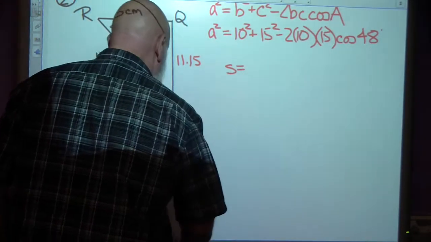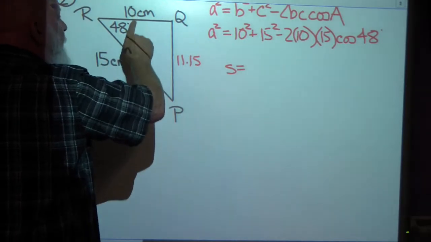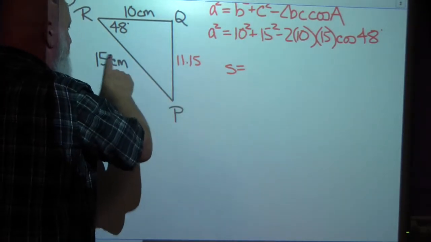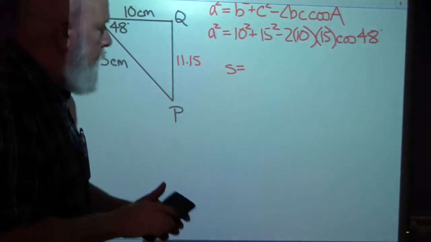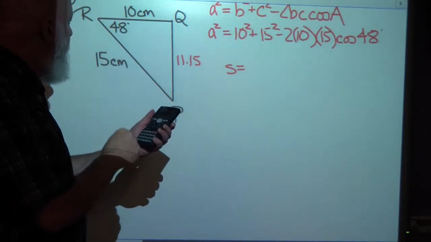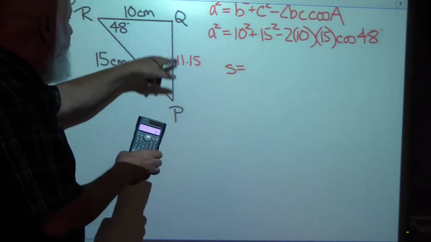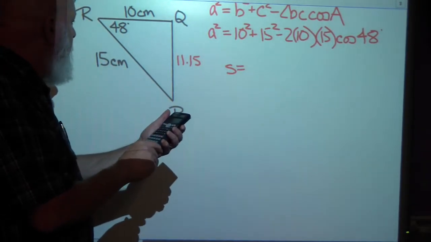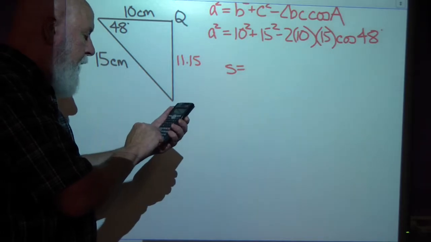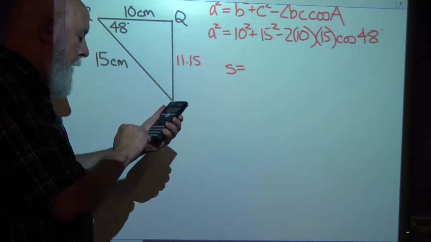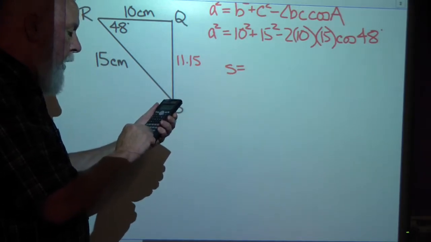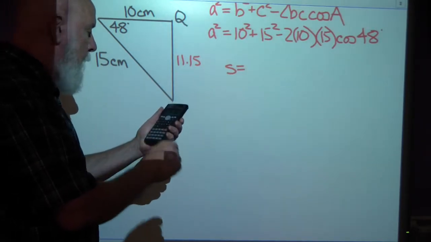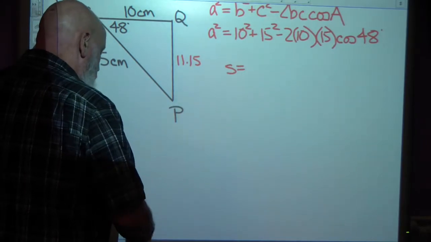I want to find S. Well, S is these three numbers added together divided by 2. It's the perimeter divided by 2. So let's do that real quick. It's just like we did when we were getting side, side, side. For the last 2 days we've been doing that. So it's 15 plus 11.15 plus 10 equals, and I'm going to divide that by 2, equals 18.075.